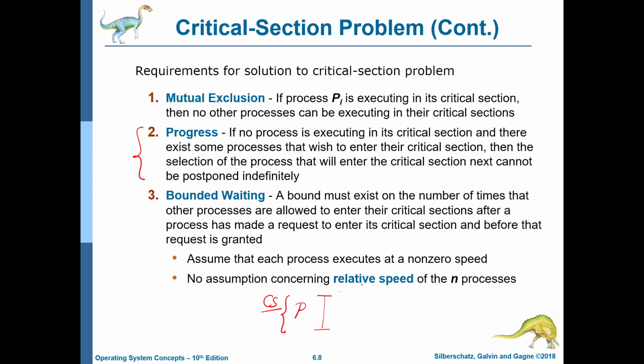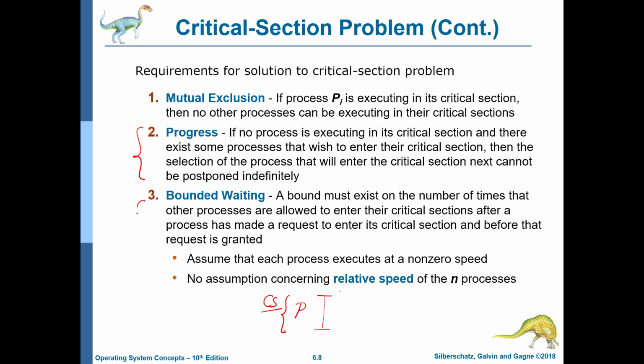It cannot be postponed indefinitely. It cannot be asked to wait indefinitely. This is also called obstruction freedom in the theoretical literature. I'm not getting into that. But what it essentially says is that if the critical section is empty and a process wants to get into the critical section, you just cannot stop it. It needs to get in.